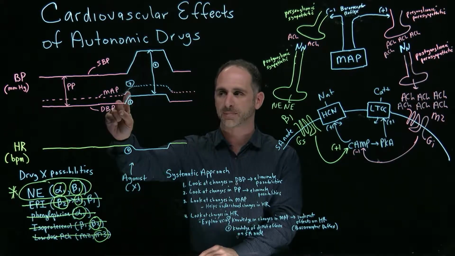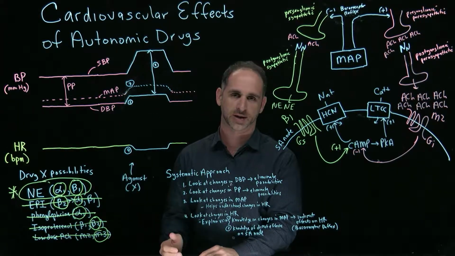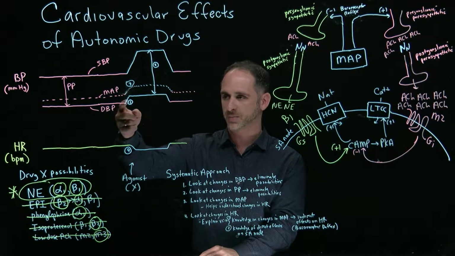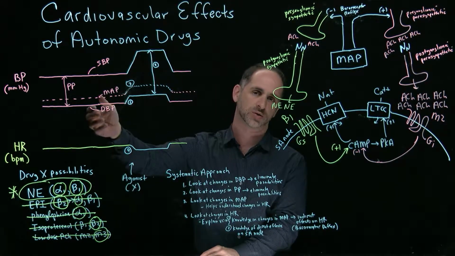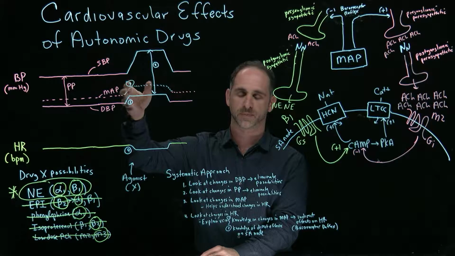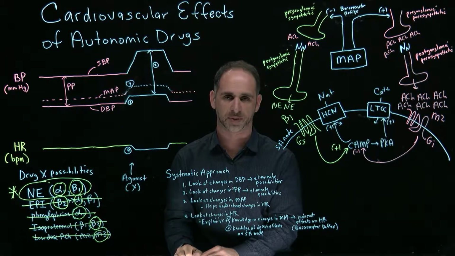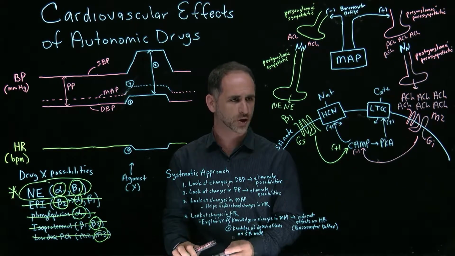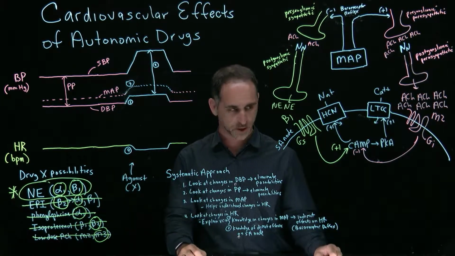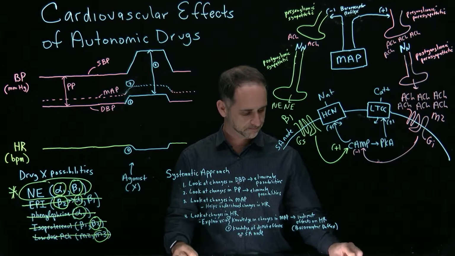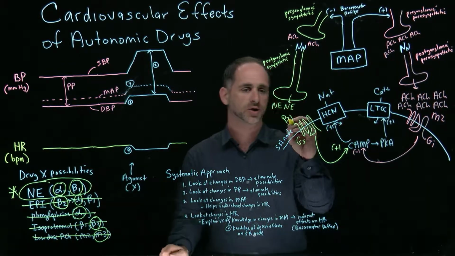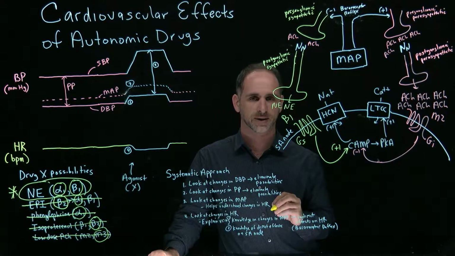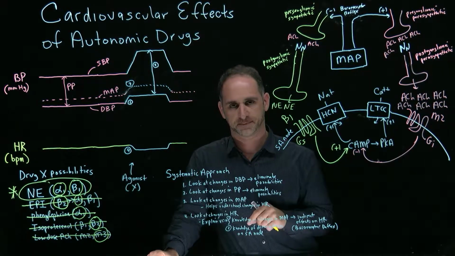Well, number 3 is the MAP is going up, and that's not a surprise. We've increased the diastolic pressure, we've increased the pulse pressure, so of course the mean arterial pressure is going to go up. So on here, let's put our norepinephrine, and let's do it with a different color. So we're giving norepinephrine, right, as an injection.